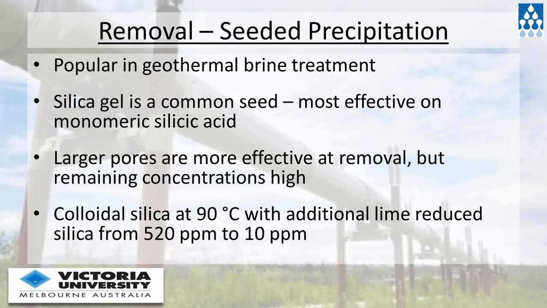Having said that, the Japanese process uses colloidal silica as the seed. At 90 degrees, they add a little bit of lime, and they're able to reduce the silica from 520 down to 10 parts per million. So that's one of the reasons why we were interested in using seeded precipitation as a potential way of reducing silica content. Interestingly, the silica that gets produced in these ways is often quite pure, and some of the techniques in New Zealand do a touch of refinement and then sell the silica to be used as a paper filler.